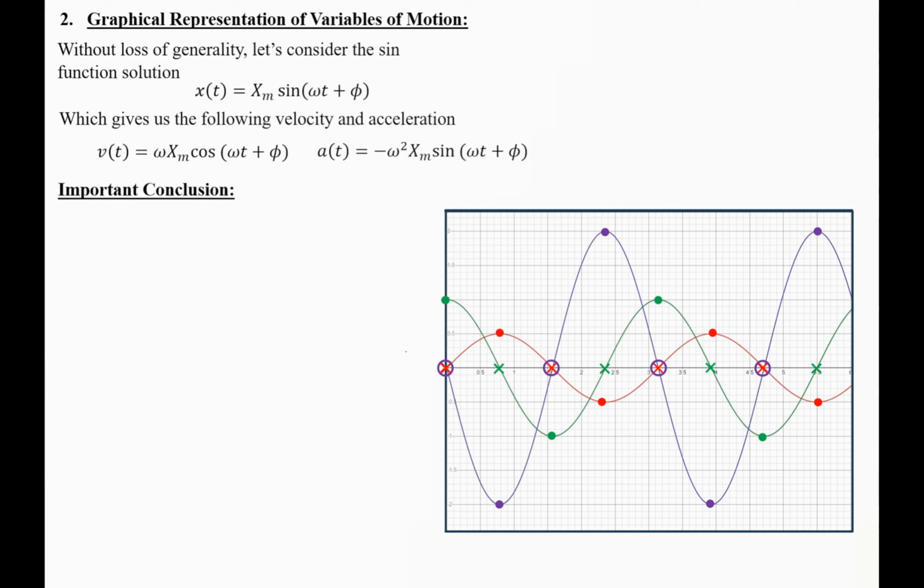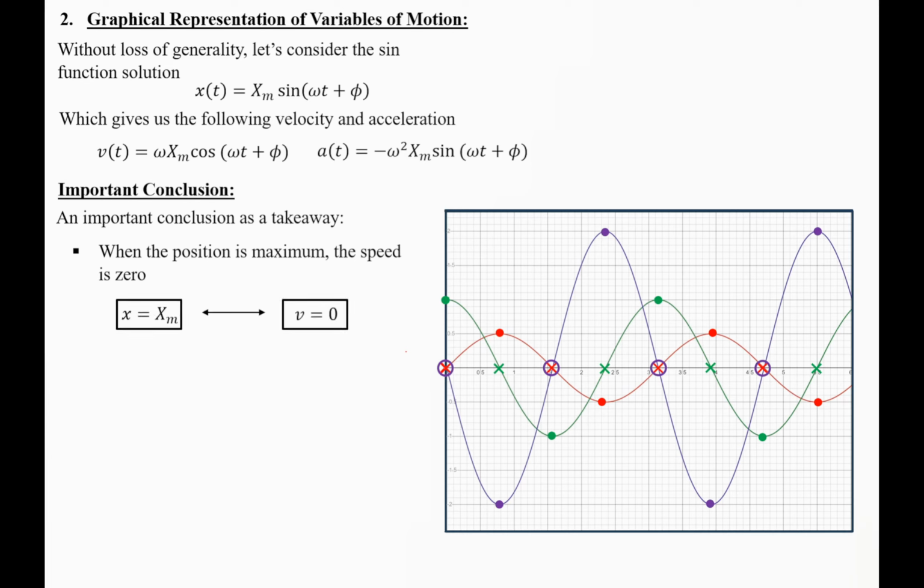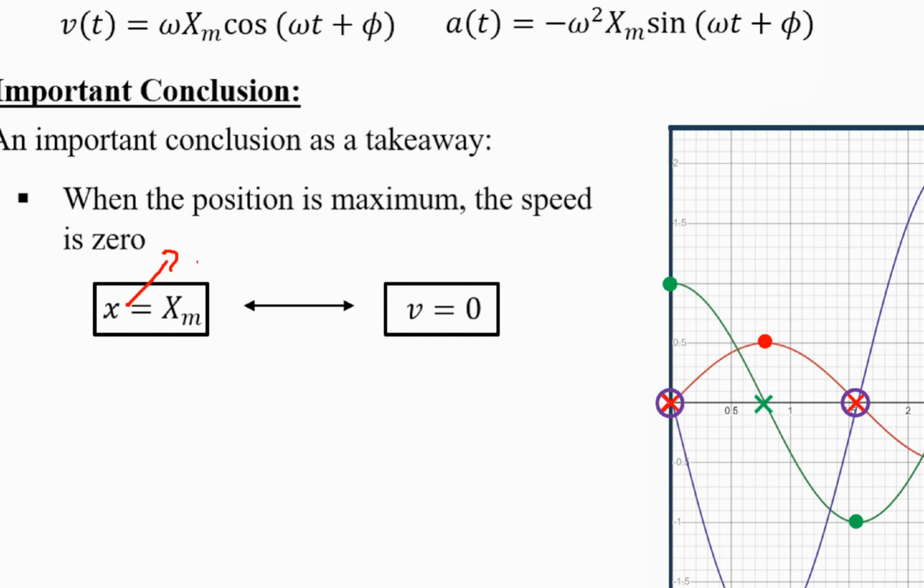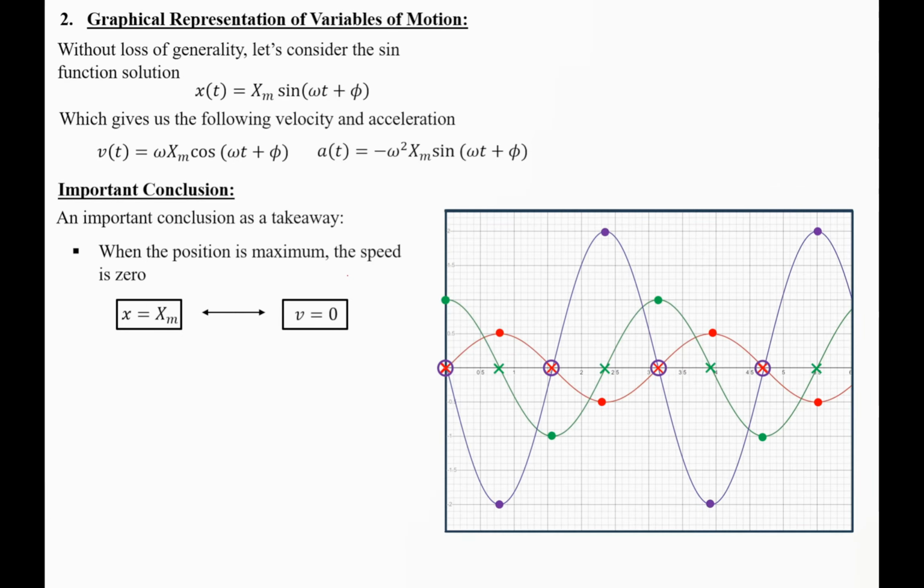What important conclusions do we need to take away? When the position is maximum, the speed is 0. And this reflects the interchange between elastic and kinetic energy. So always remember, when the position is max, the velocity is min. When the position is min, the velocity is max. When the speed is maximum, the position is 0.